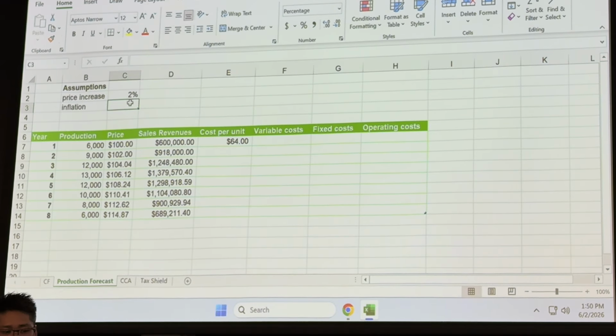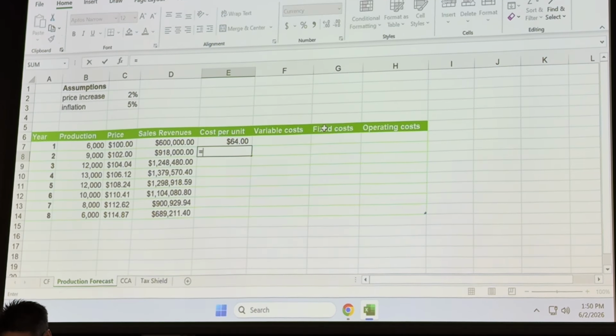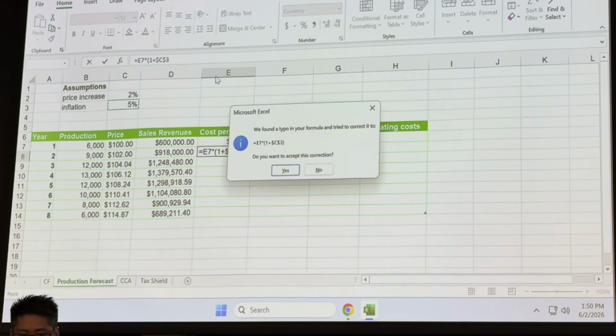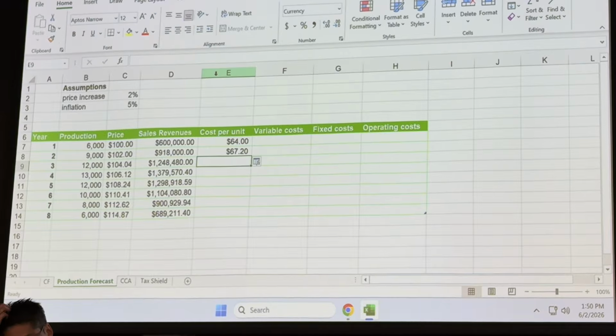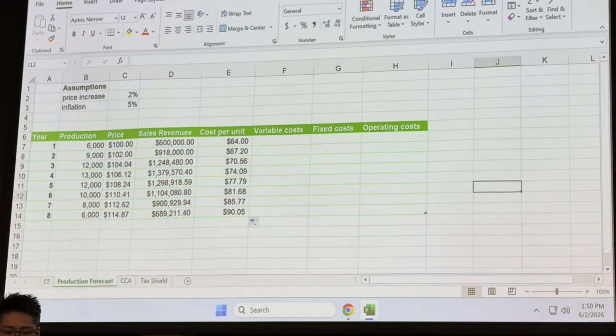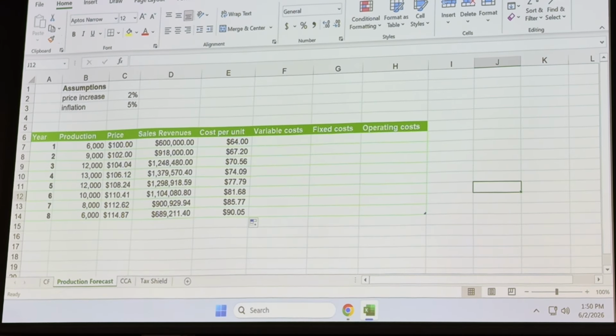I would use the same method here, inflation, 5%, and annual growth 5% of that. I would just do the same formula, equals $64 times 1 plus 5%. And here I'm gonna anchor it again, enter. And I can copy and paste for the rest of the rows, just like that. Make sense?